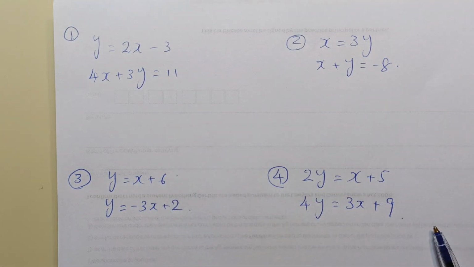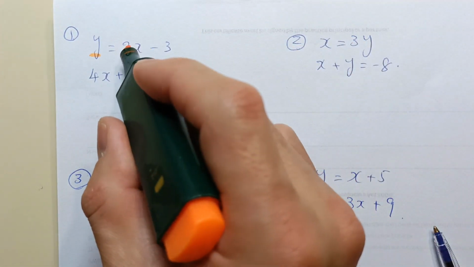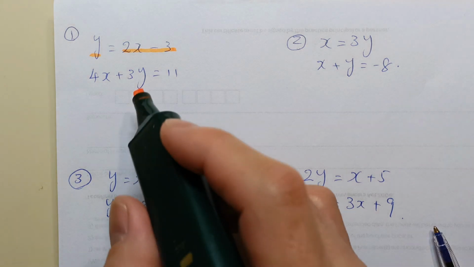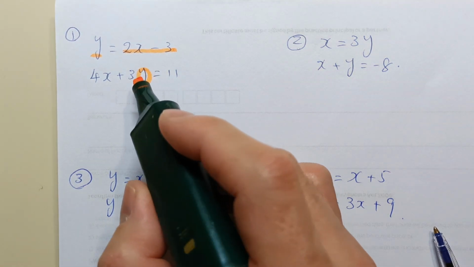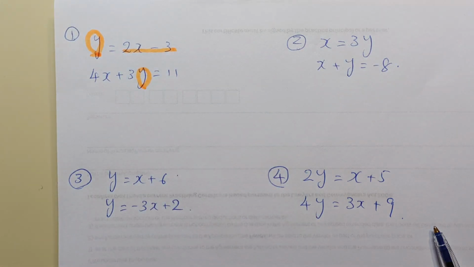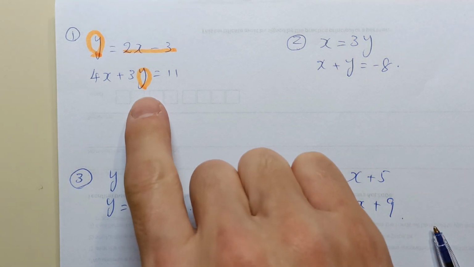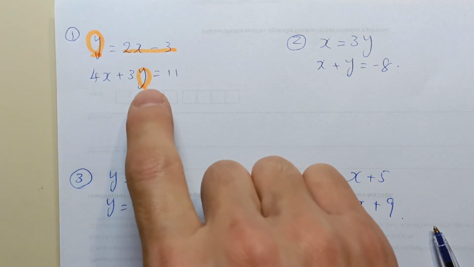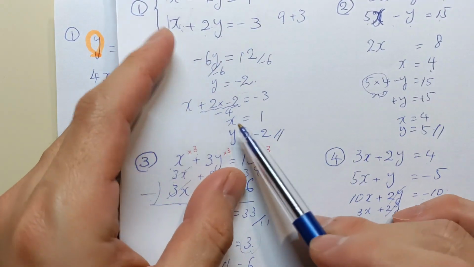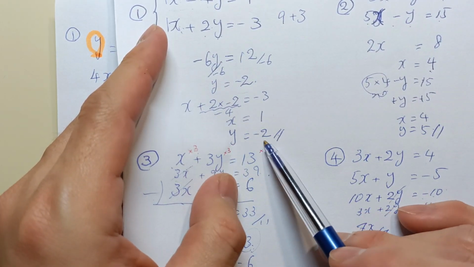If you look at this one, the value of y is the same as 2x minus 3. Then if you look at this one, this y must be the same as this value, isn't it? Because we are solving the simultaneous equations. That means this y and this y must be the same value, because the answer form is going to be like this: x equals 1, y equals negative 2.